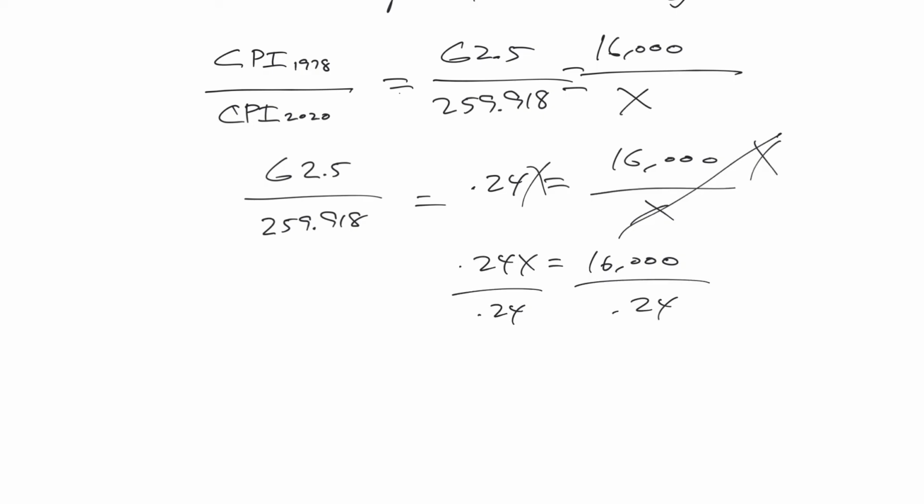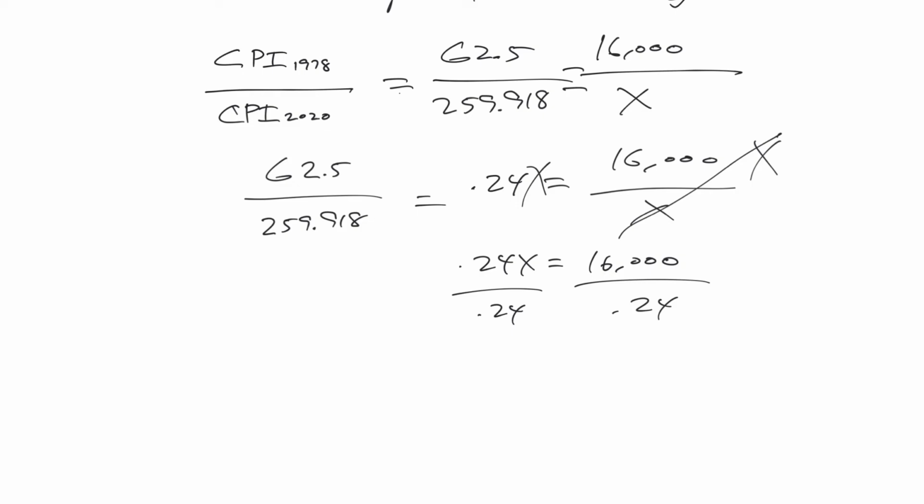Before we go any further, what does this 0.24 mean? It means that prices in 1978 were only 24% of what they were in the base period. Prices in 1978 were only 24% of what they were in 2020. So they're about a fourth of what they were in 2020. Or in other words, in 2020, prices were 4 times what they were in 1978. Just take the reciprocal.